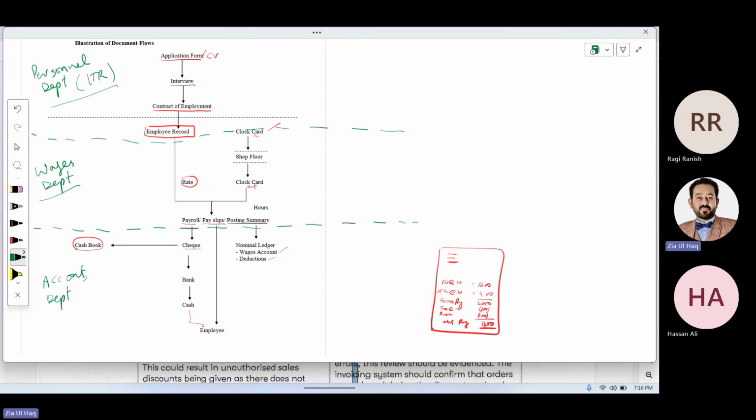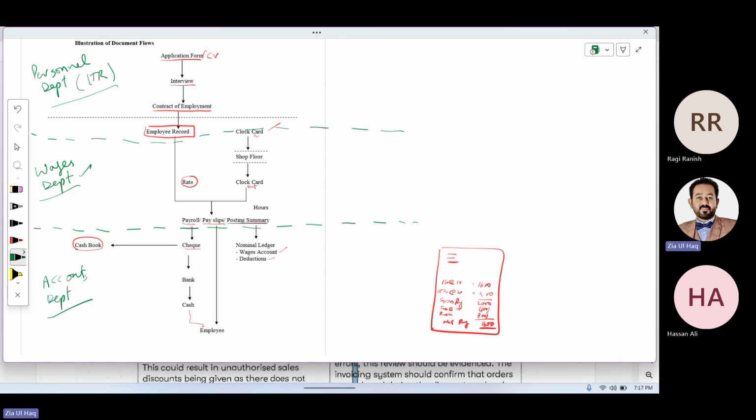There should be segregation of duty between wage preparation and wage payout as well. For recording hours, there should be a separate department. For payment, there should be a separate department. If it's the same people who are recording hours as well as paying, they will create fictitious hours and make a payment into their pocket.